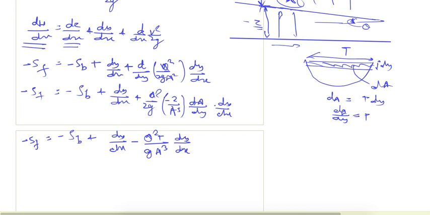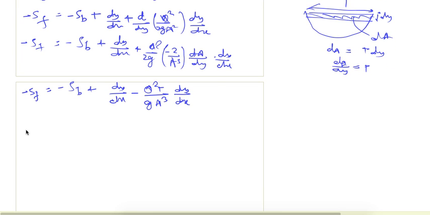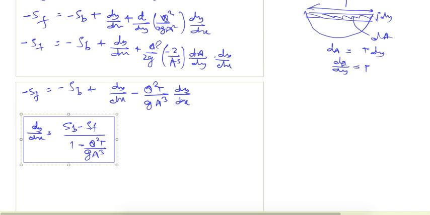And if we solve it for dy by dx, dy by dx is equal to Sb minus Sf divided by 1 minus Q square T upon g A cube, which is the required differential equation for gradually varied flow. We can write it as, this part we know represents the Froude number, so dy by dx is equal to Sb minus Sf divided by 1 minus Froude number square.